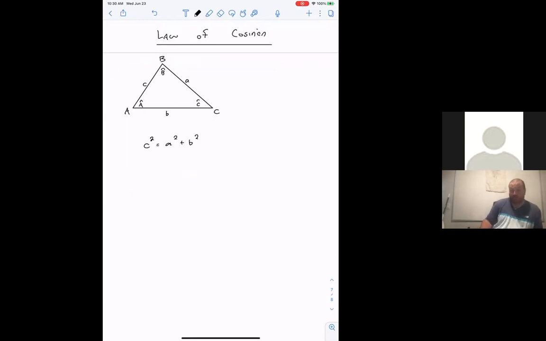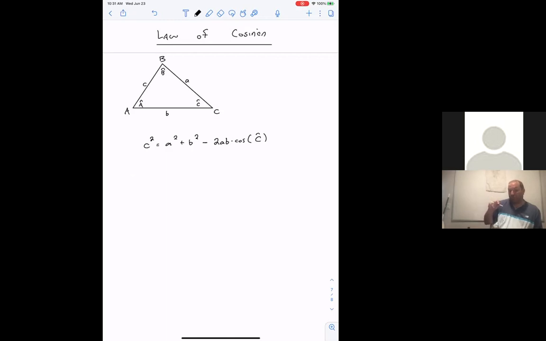That is the Pythagorean theorem, but it's not a right angle triangle. Because it's not a right angle triangle, you can't use the Pythagorean theorem. However, the law of cosines is an extension of the Pythagorean theorem where you subtract from a squared plus b squared 2ab times the cosine of angle C. So it's like the Pythagorean theorem, and then we remove a little bit.